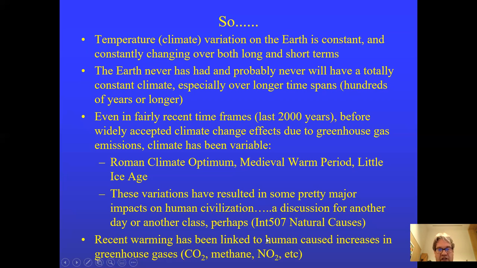Recent warming has been linked to human-caused increases in greenhouse gases: CO2, methane, nitrous oxide, and so on, right? We know that these cause global warming, an increase in temperatures. But the effect they have and how they interact with natural climate variation is still unclear. And so keep that in mind. Okay, we're going to stop there.